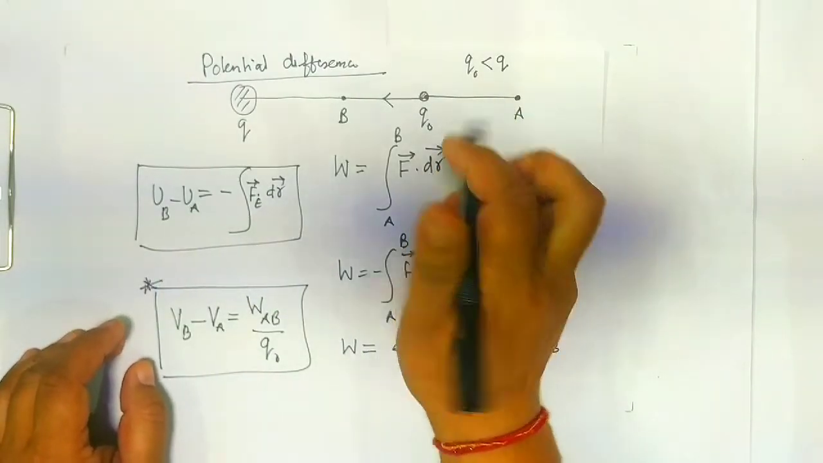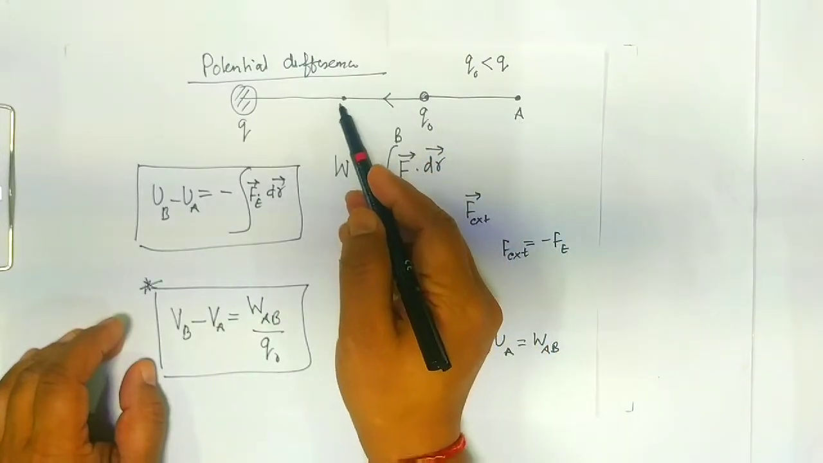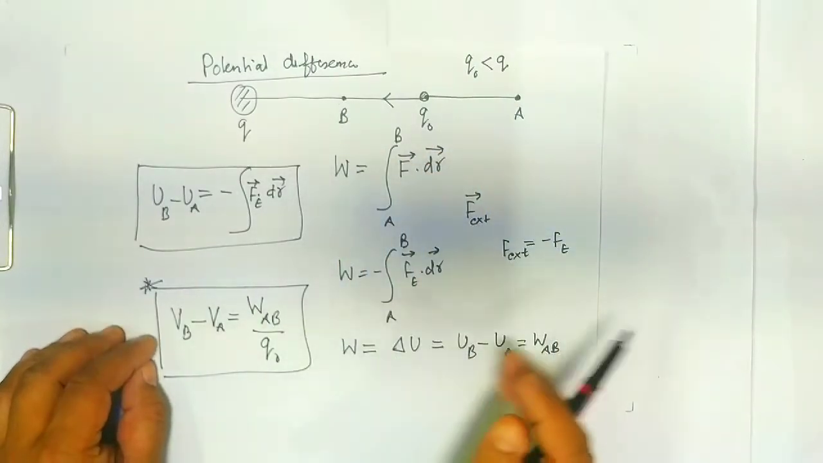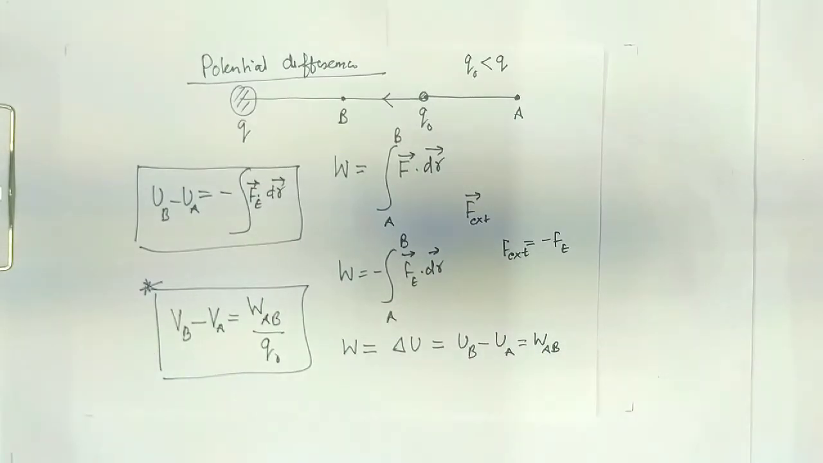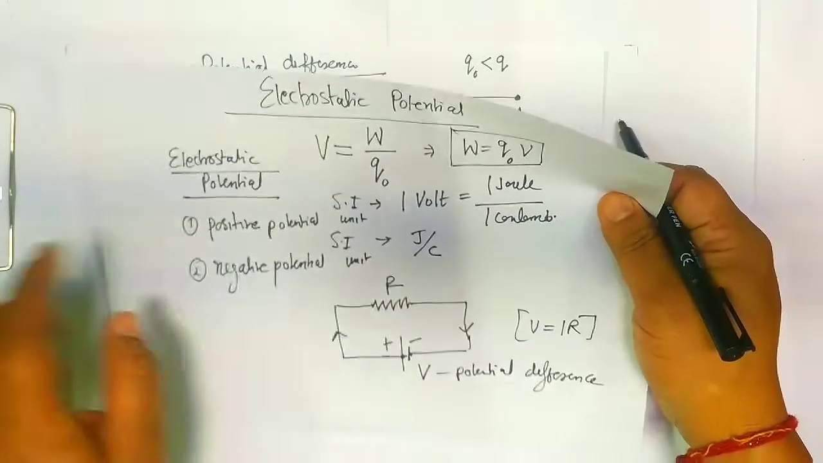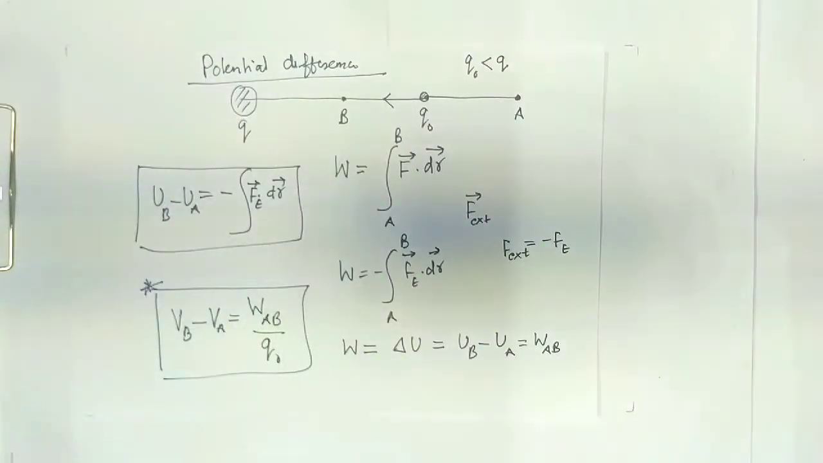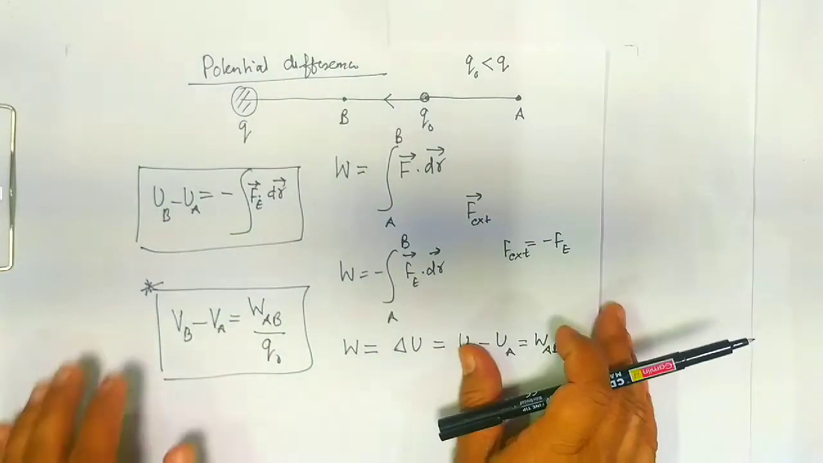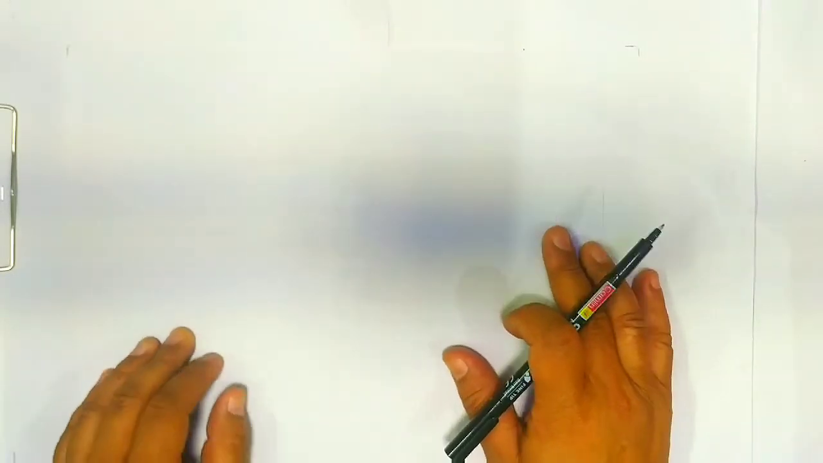So potential difference from A to B, final potential minus initial, is work done per unit charge. This is how we define work per unit charge. So potential difference is like this. Now how do we define potential at any point? Remember the definition of gravitational potential? Gravitational potential was the work done in bringing a unit mass from infinity to that point.